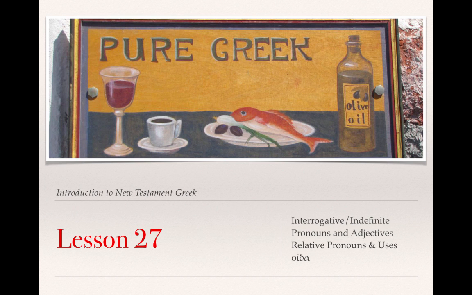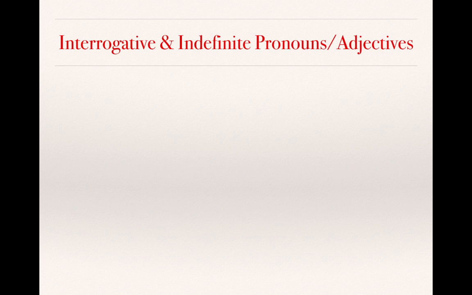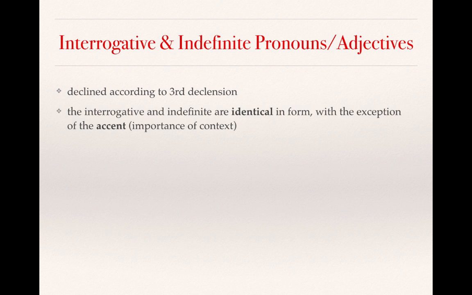In this lesson, we will discuss the interrogative and indefinite pronouns and adjectives, relative pronouns and their uses, and the unique verb oida. To begin with, interrogative and indefinite pronouns and adjectives. Both of these are declined according to third declension nouns. That is to say, they are similar to some of the nouns we learned later in this class.